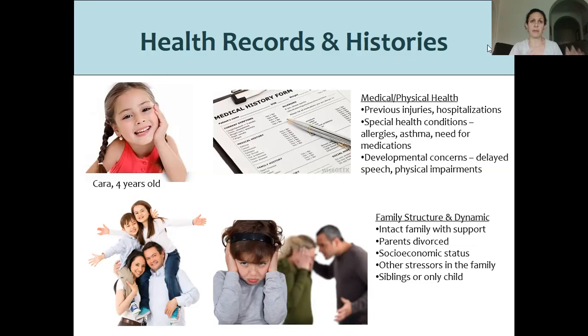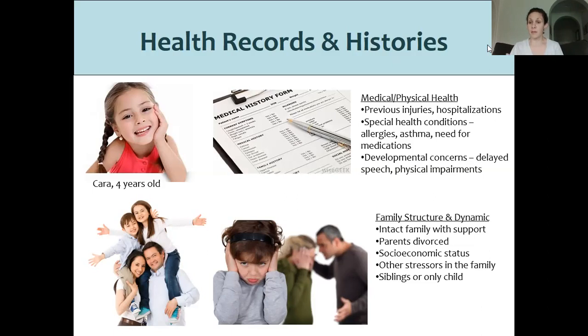So that includes if parents are together or if they're divorced. If they're divorced, you need to know legally who's got guardianship. You need to know who is allowed to be in that child's life by law, how much time, what days. And so you've got to make sure you have that figured out.